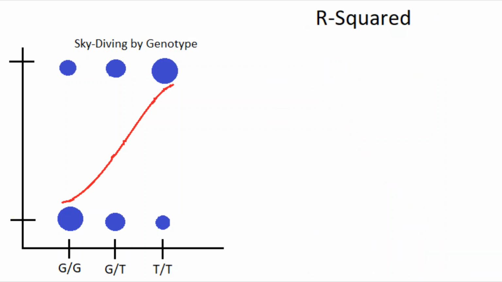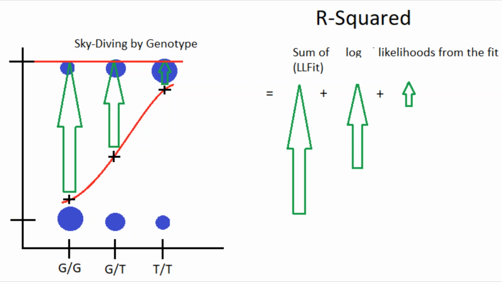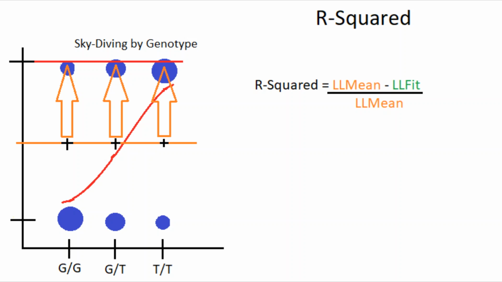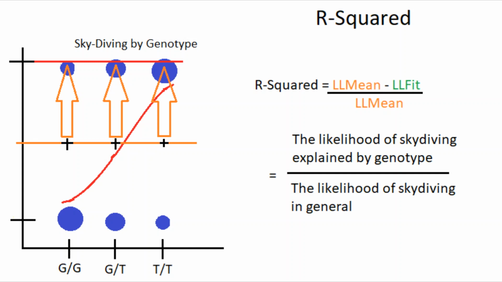There are many different methods of calculating R-squared for logistic regression. The method which is most similar to that used in linear regression calculates R-squared by finding the log likelihood of having gone skydiving after taking genotype into account, subtracting this from the overall likelihood of having gone skydiving, and dividing the result by the overall likelihood of having gone skydiving. In other words, R-squared measures the likelihood of skydiving explained by the genetic variant over the likelihood of skydiving in general.